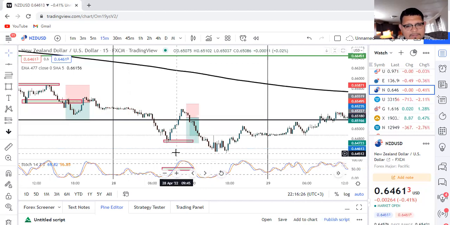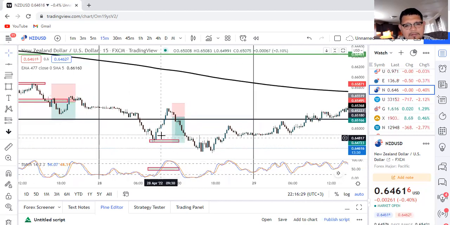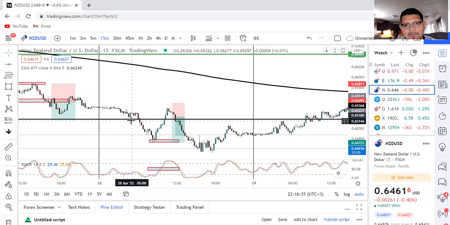I want to see it go past the 50 level. Why? Because that tells me that there's a good significant move to the upside, right? And by that, I know that on the 5 minute time frame, it's going to be a nice retracement, right?